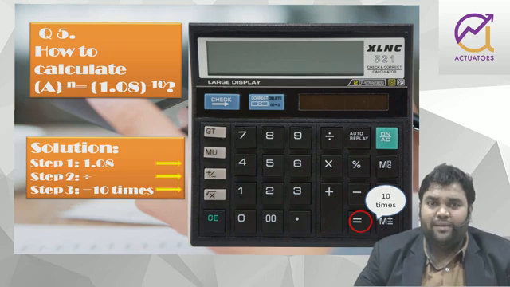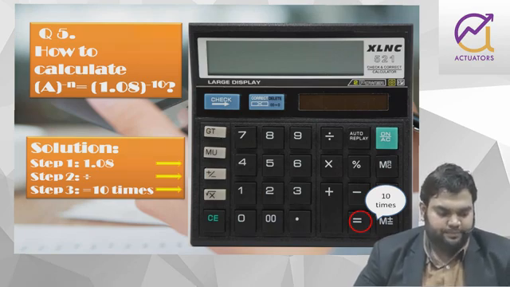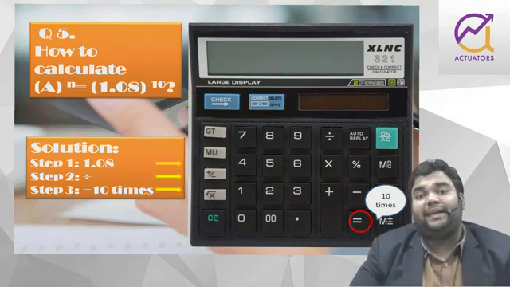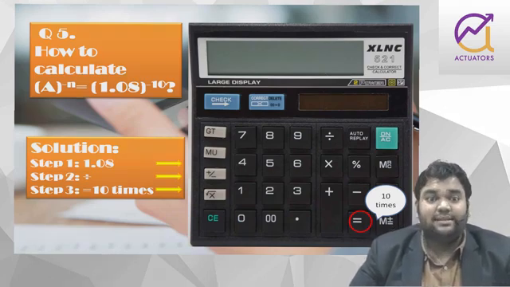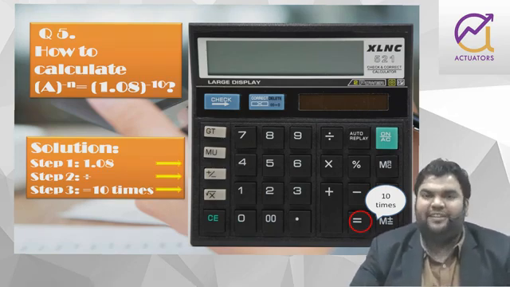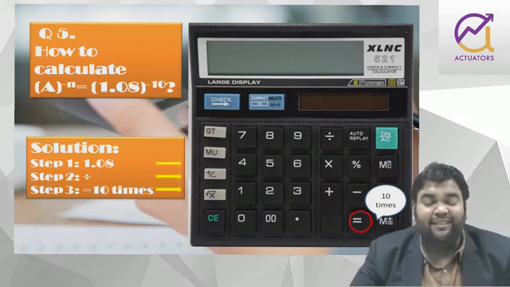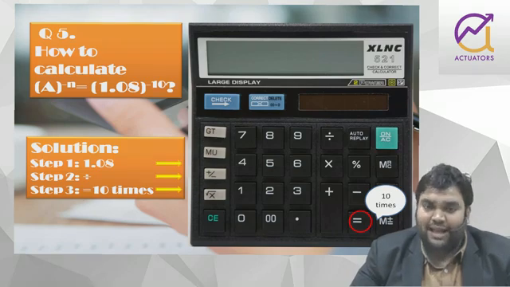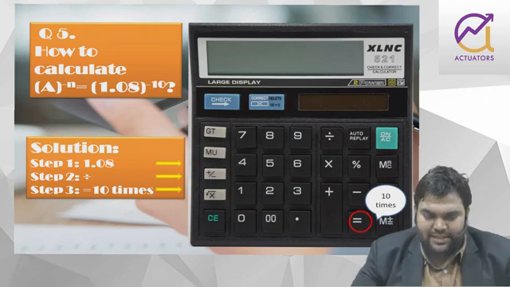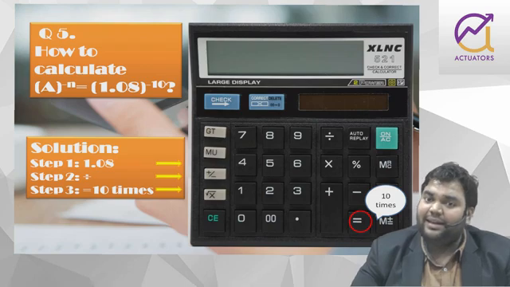Take another example: 1.05 whole to the power minus 6. Then 1.05 divide once, and equals how many times? 6 times. This concept in financial management is known as the discounting factor, that is the present value of rupee 1 at a given rate and years. Clear? This concept is also known as the discounting factor in the subject financial management.